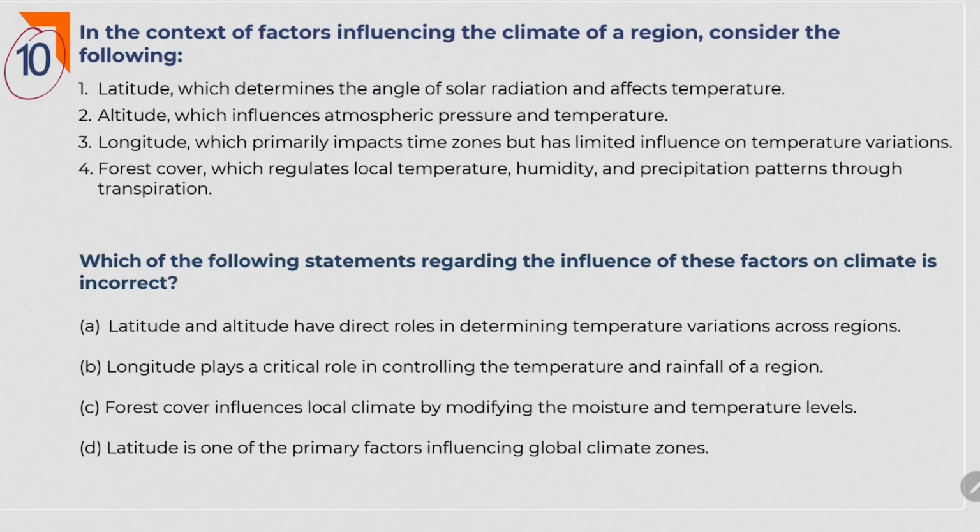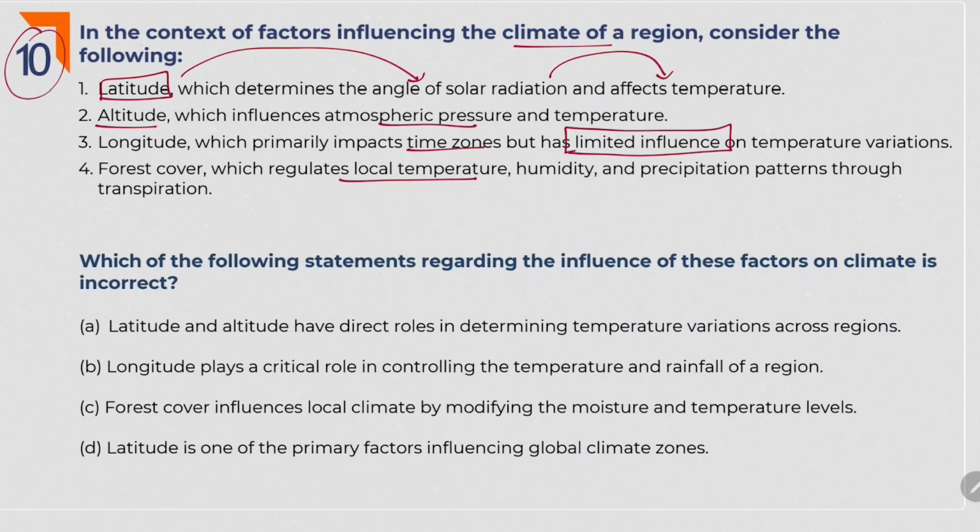Next one. In the context of factors influencing the climate of a region, consider the following. Latitude. Latitude determines angle of solar radiation and this solar radiation affects the temperature. Right. Altitude influences atmospheric pressure and temperature. Longitude, which primarily impacts time zones but has limited influence on temperature variations. Forest cover regulates local temperatures, humidity and precipitation patterns through transpiration. So we have to find the incorrect statement.